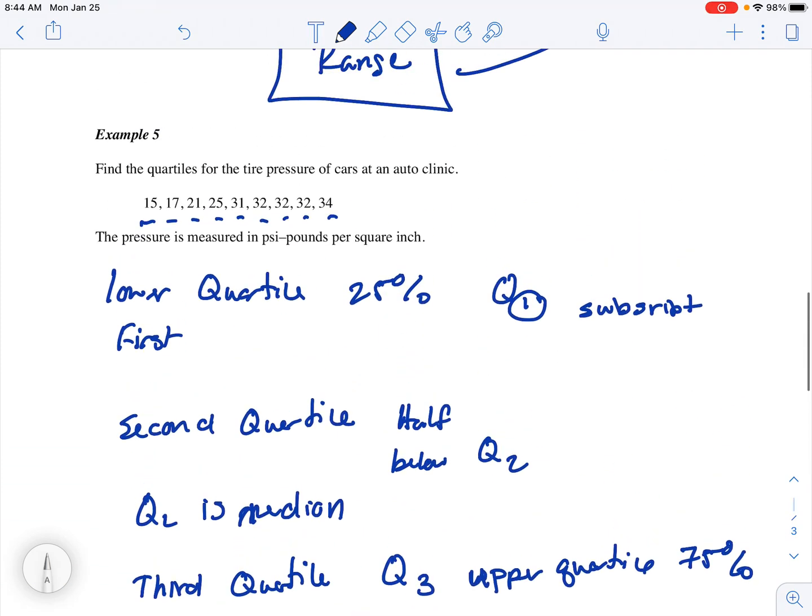Okay. So if we look here, 1, 2, 3, 4, 5, 6, 7, 8, 9. So we've got 9. So we'll just count 4, 4. So our median is 31.